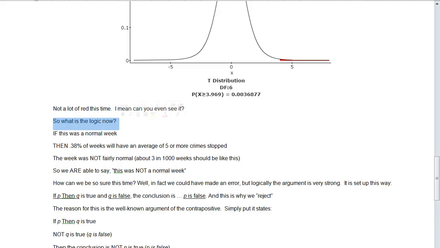So what is the logic now? Well, it's actually the same logic, but one of the statements is now false. If this was a normal week and the average is still 2 crimes stopped per night, then 0.38% of weeks will have an average of 5 or more crimes stopped. This very small bit right here. This week was not fairly normal. Only about 3 weeks in 1,000 should be like this. So this is not really very reasonable. And so we are able to say very strongly that this was not a normal week.